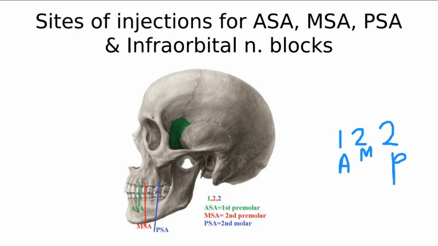I made this picture specifically to remind you. Look at this, green, ASA, first premolar, red, MSA, second premolar, blue, PSA, second molar. 1, 2, 2. Anterior. So ASA, MSA, PSA, 1, 2, 2. First premolar, second premolar, second molar. So I hope that helped you.